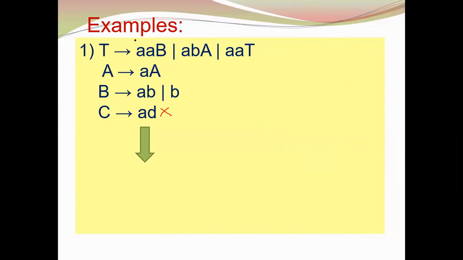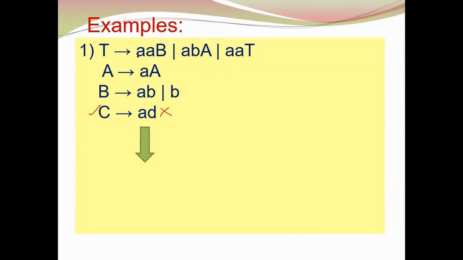Removing useless symbols. Any symbols that are not used in any production can be removed. Here I have the first one, C tends to AD. I have a production for C, but I'm not able to substitute this C anywhere in this grammar, because no production starting from the start symbol uses this symbol C. So I can remove this.